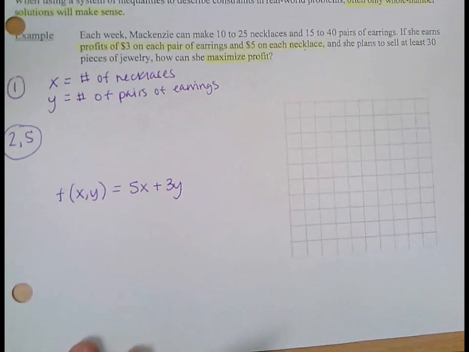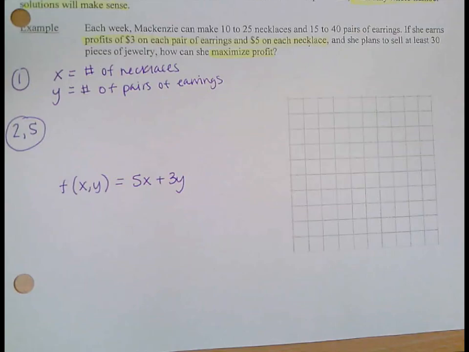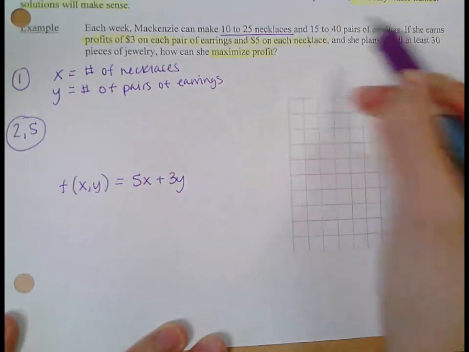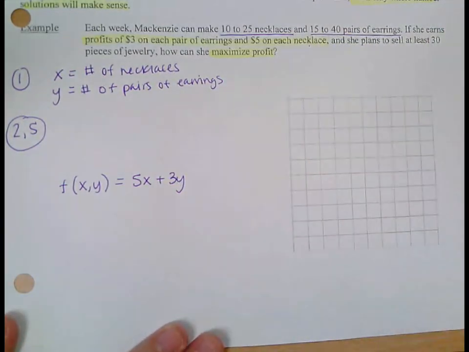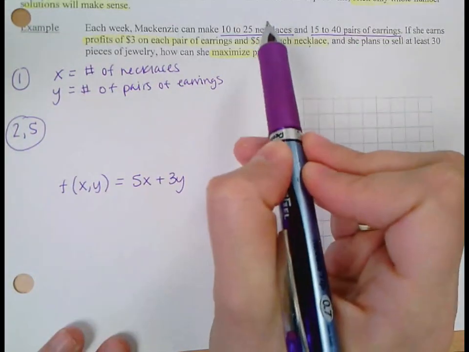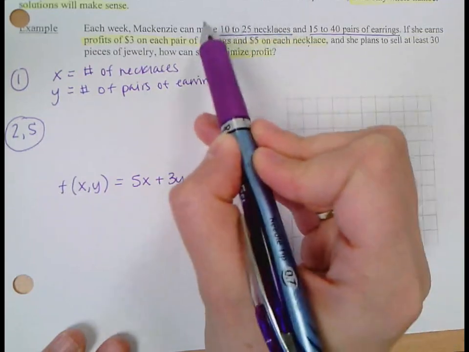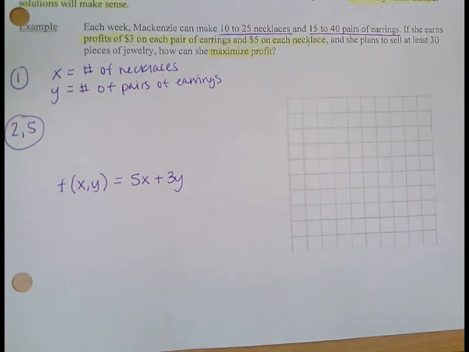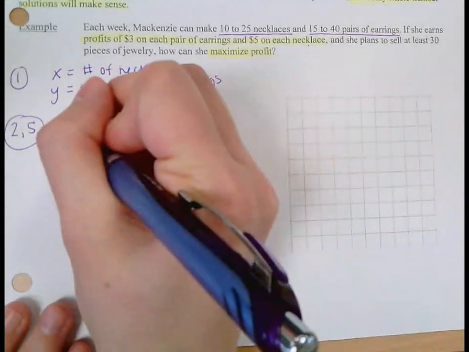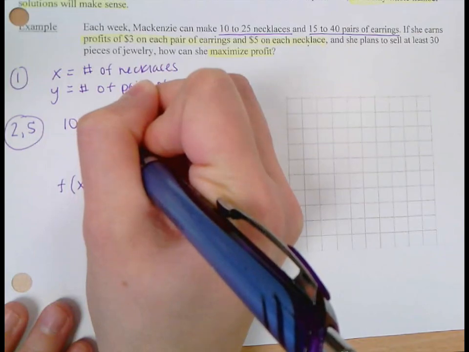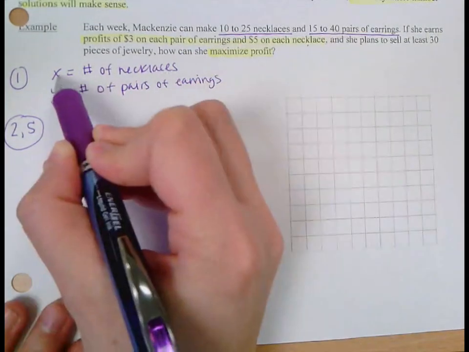So now if I go back up and look at the rest of the information to write the inequalities, it says Mackenzie can make 10 to 25 necklaces and then 15 to 40 pairs of earrings. So anybody have an idea, if x represents number of necklaces, how I can represent that she can make 10 to 25 necklaces? How could that be written? Grace? For necklaces would be x.